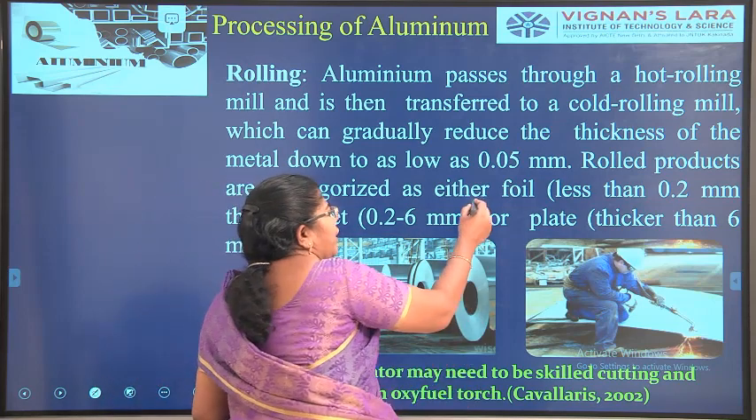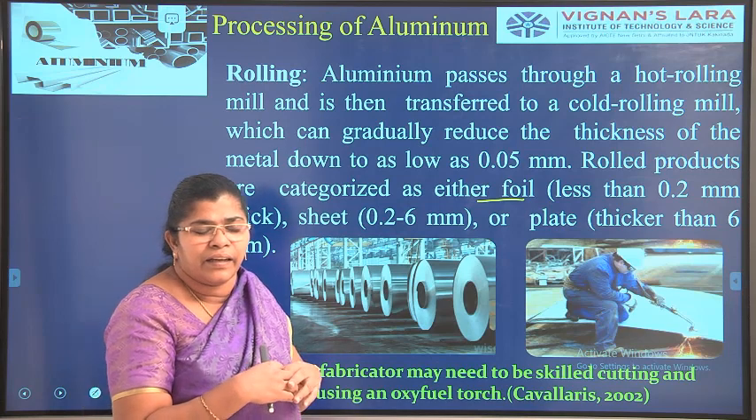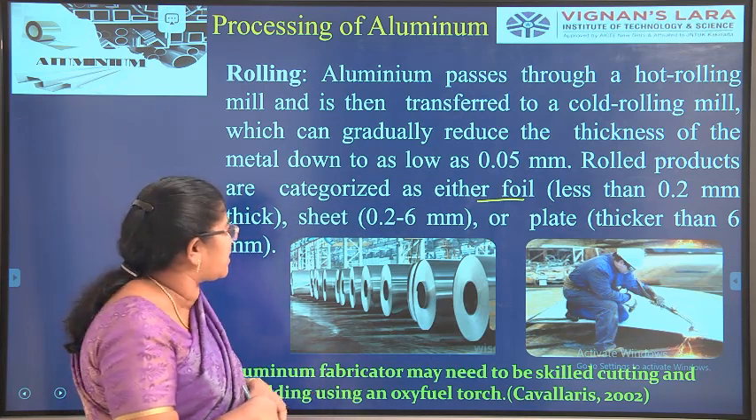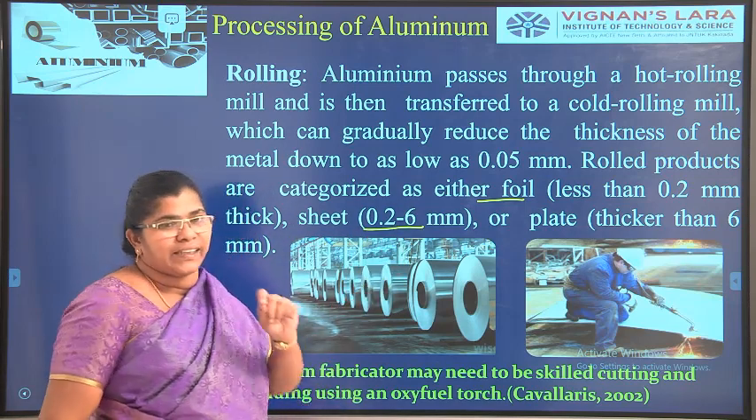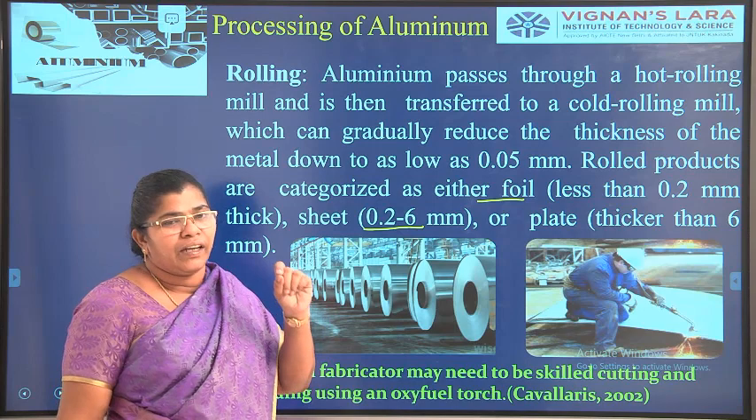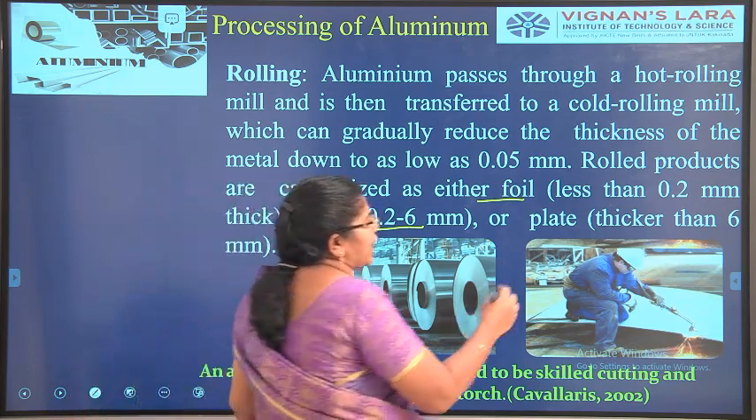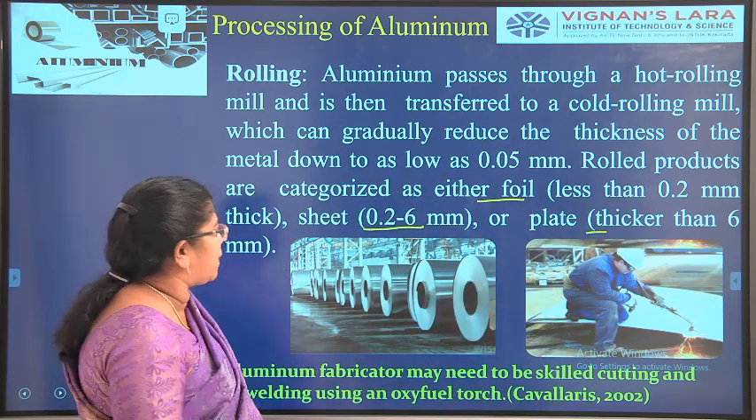we call it a foil. Foil will be used for packing purposes, food packing purposes. It is used in the food packaging industries. Then we have 0.2 to 6 mm, which we call a sheet, which we use for different mechanical purposes, and a plate, thicker than 6 mm, we use for roofing purposes.